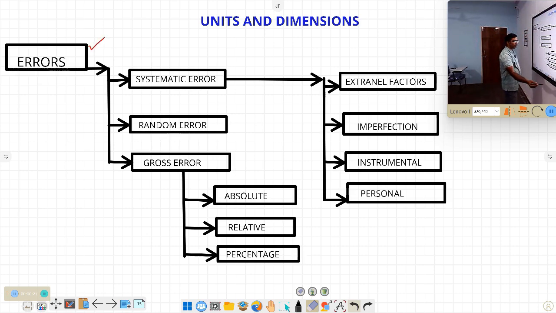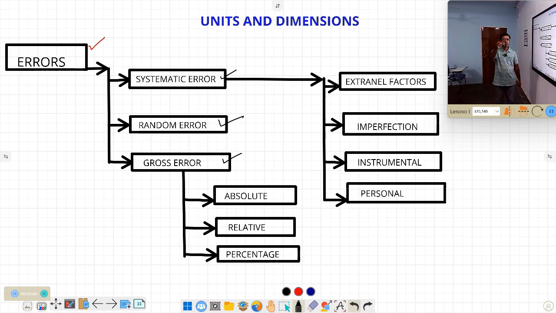Now look at the diagram given here. Errors are classified mainly into three classifications: the first is systematic error, then random error, and gross error. Why do we have to discuss errors? Because while performing experiments, sometimes we make mistakes. Due to that, the reading will not come out exactly.